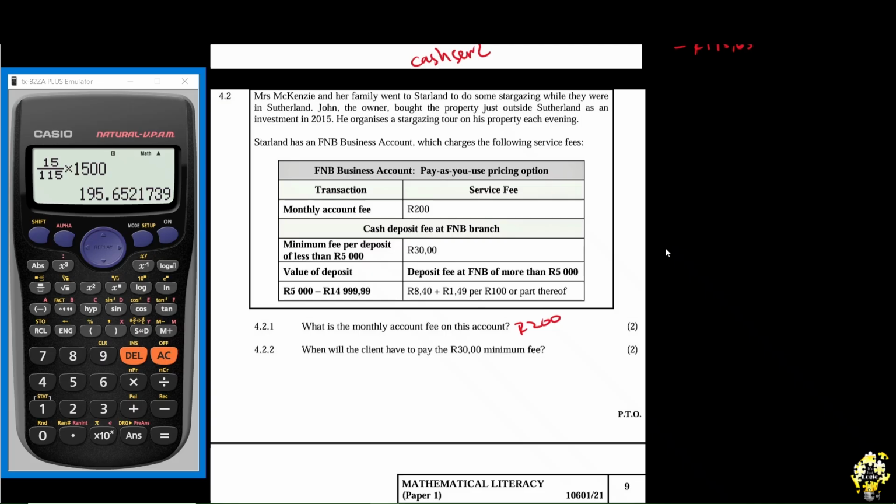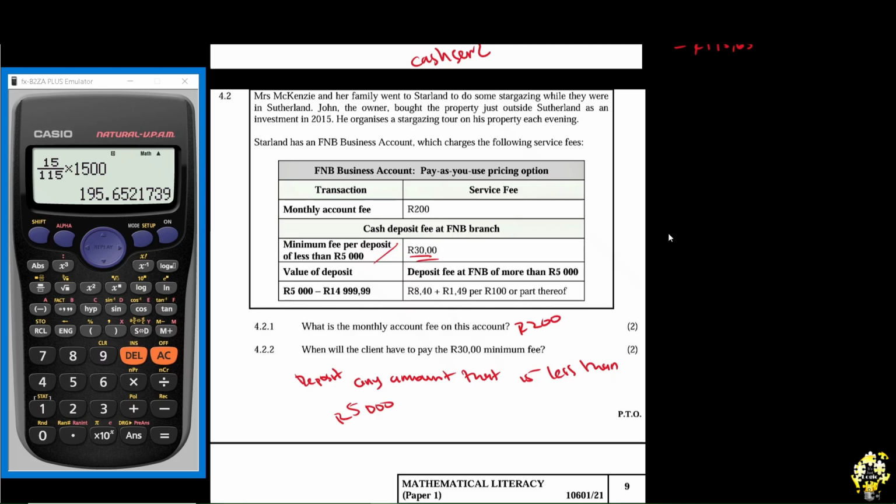4.2.2. When will the client have to pay 30 rands minimum fee? Okay, here you only have to pay 30 rands minimum fee if you are depositing anything that is less than 5,000. It says here minimum fee per deposit of less than 5,000. So any amount that you are depositing that is less than 5,000, you have to pay this 30 rand.